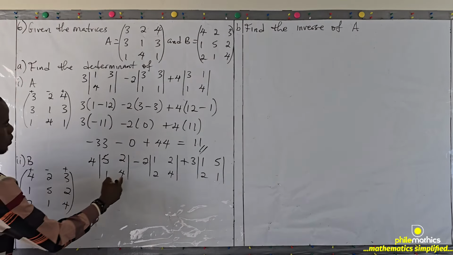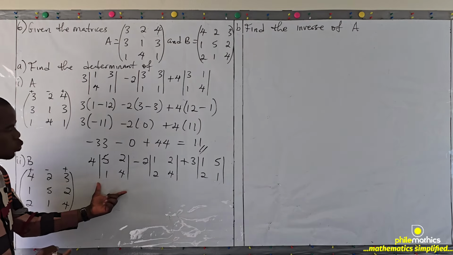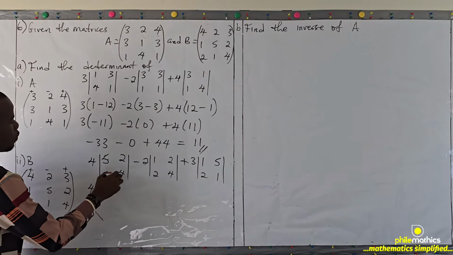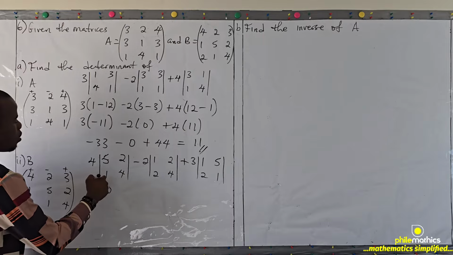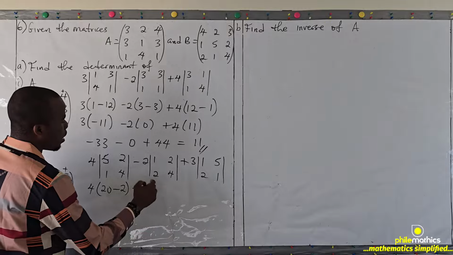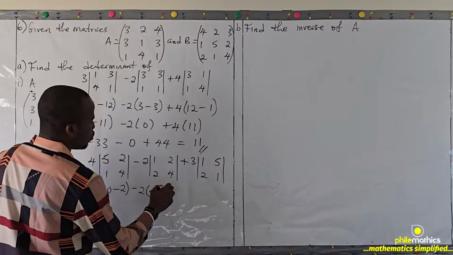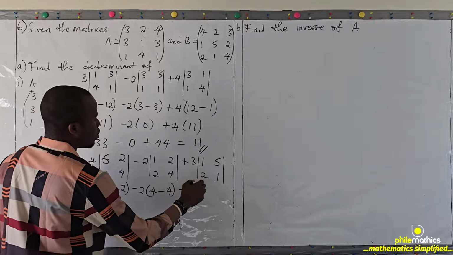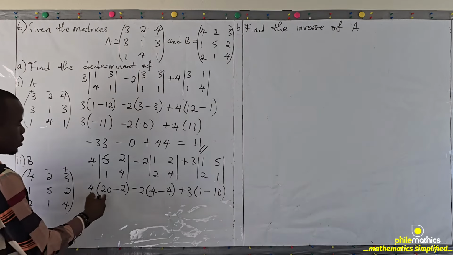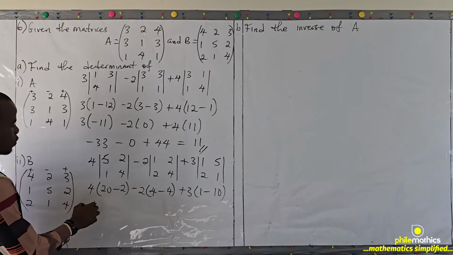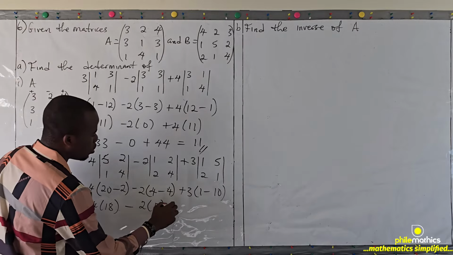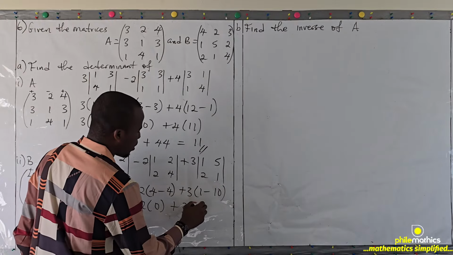And so the way we calculate the determinant of a 2 by 2 matrix is this minus this. So this is 4 times 5 is 20, minus 1 times 2 is 2, minus 2, 4 times 1 is 4, minus 2 times 2 is 4, plus 3, 1 times 1 is 1, minus 2 times 5 is 10. 20 minus 2 is 18, so this is 4 times 18, minus 2, 4 minus 4 is 0, plus 3, 1 minus 10 is minus 9.